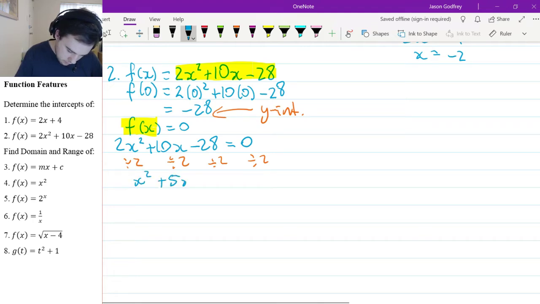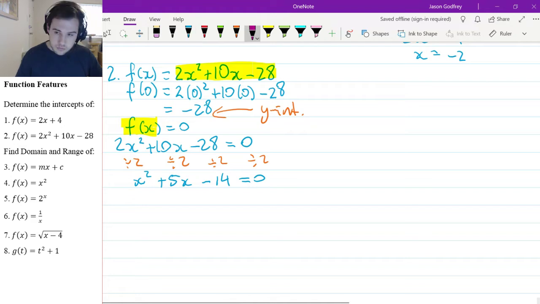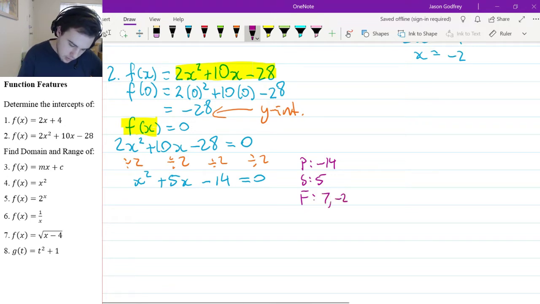x squared plus 5x minus, whoop. If we halve it, it's now 14 equals 0. Now we could use the quadratic formula. I mean, we could have used the quadratic formula before, but it's probably easier to just check if we can do this with a product and sum. So product of negative 14 and sum of 5 will work with 7 and negative 2.